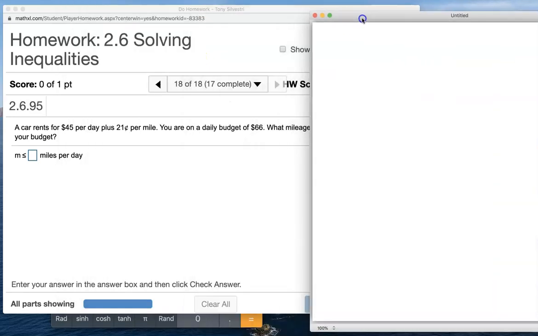Come up with a little expression: $45 plus 0.21 m. Since you're dealing with dollars, convert those cents to dollars, and call the mileage m. So every mile you pay 21 cents, and you add that to the base of 45. That quantity has to stay within the daily budget, less than or equal to 66. You have $66 in your pocket, and I can keep driving that car until the entire $66 is taken. So you need the equals, because it's okay to keep driving until you hit the $66 mark.